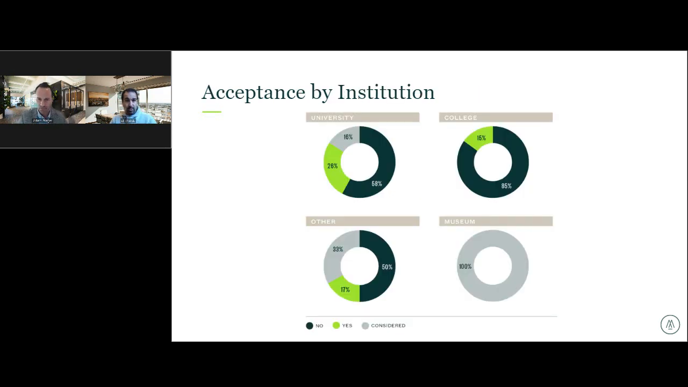Again, looking across the different institutions, who's accepting it? Mostly bigger institutions. I guess that makes sense. But a small fraction of colleges and other institutions as well. No museums, interestingly, are accepting it currently.